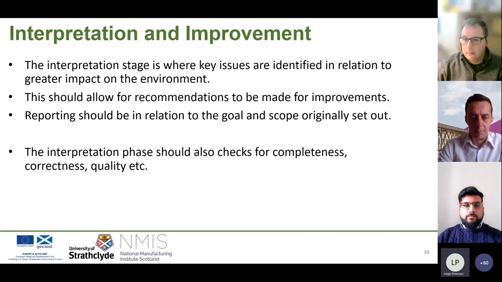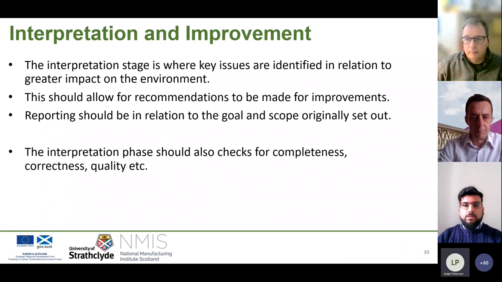The interpretation phase should also check for completeness, correctness, quality. So there's a lot of ways of perhaps doing this incorrectly, not deliberately or deliberately, but there's a lot of ways of making errors along the way. So it's a good point here to really go back through your data, make sure that what you've put in and the data that you've collected is accurate. Basically, that you've done your due diligence for your reporting.